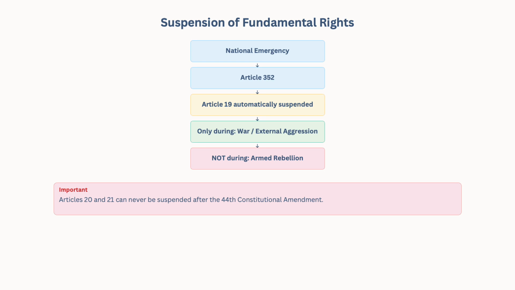But Article 20 and Article 21, protection in respect of conviction for offenses and protection of life and personal liberty, these two rights cannot be suspended under any circumstance after the 44th Constitutional Amendment Act. Okay?